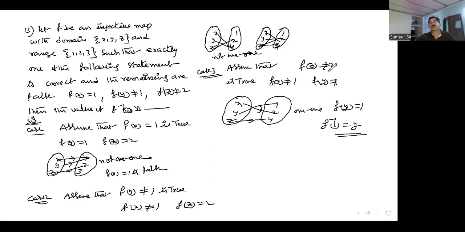Assume the third case, z, is correct. That means f of z is not equal to 2 is correct. So then I can say that the remaining two are false. This false means not equal to 1 is correct, and equal to 1 is f of y is equal to 1.